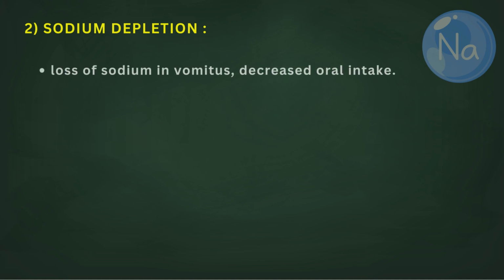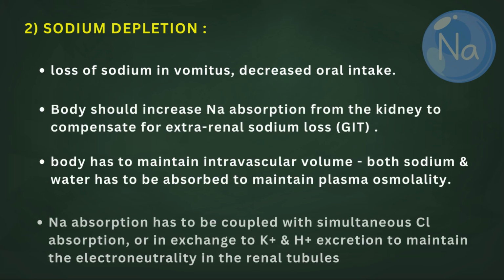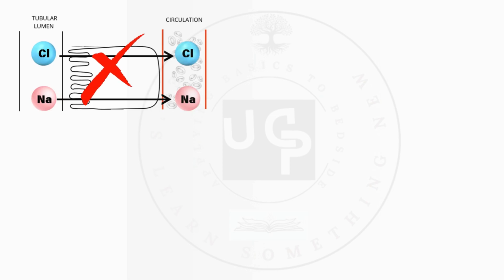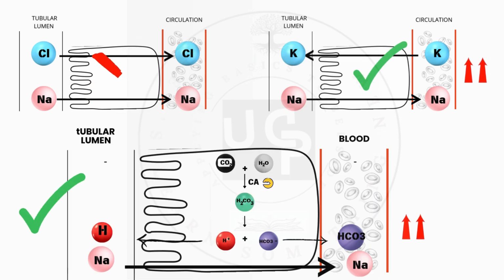As sodium is lost in the vomiters and also there is decreased oral intake, the body has to now conserve more sodium by increasing its absorption from the renal tubular lumen and decreasing its excretion into the urine. We have seen previously that sodium absorption is predominantly dependent on chloride absorption. Now, as the body is chloride depleted, it is not available for sodium absorption. Now, the body has to depend on the second mechanism, that is increasing the potassium and H plus excretion in exchange to sodium absorption. Sodium absorption comes at the expense of increased potassium excretion in an already potassium depleted child, which will further worsen the hypokalemia.